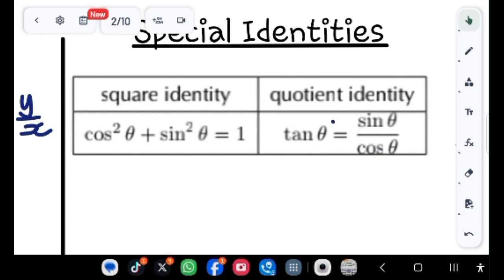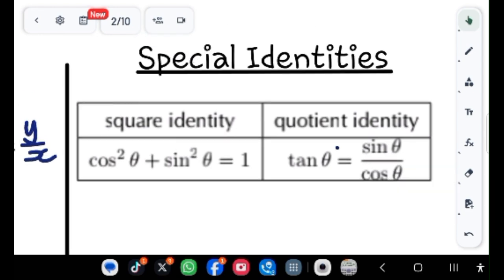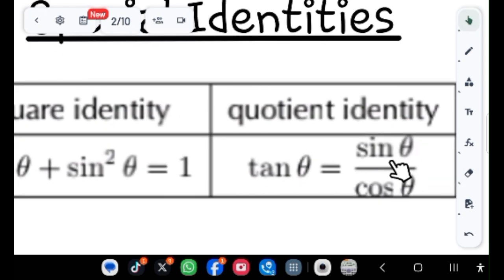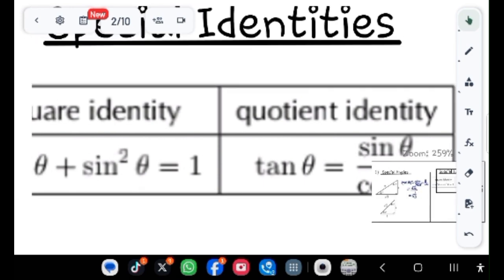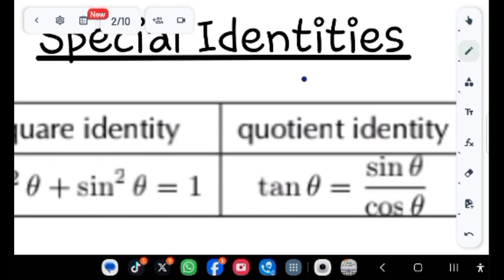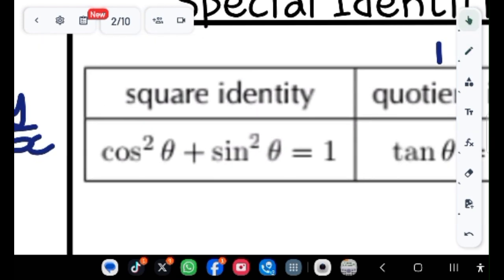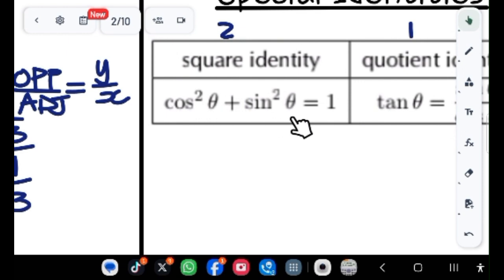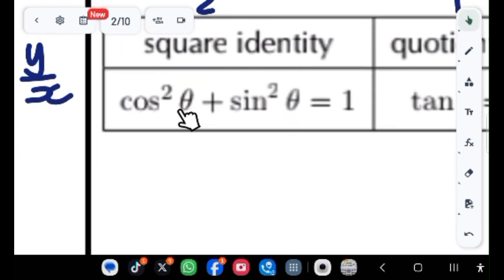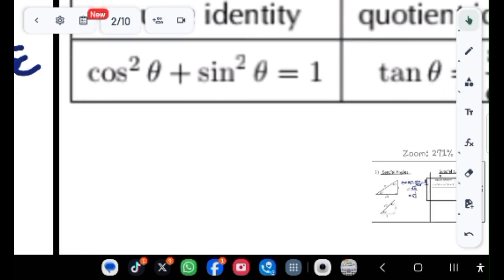We've got two special identities that we're going to focus on in this video. The first one is the quotient identity, which is how we write the tangent of theta in terms of sine theta over cos theta. That's the first one. And then you've got the second one called the square identity, which basically tells you that it does not matter what angle you're looking for, if the square of the cos and the square of the sine of that angle are added together, you will always get the answer of 1.